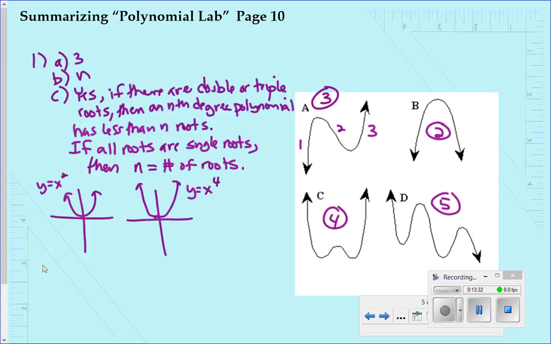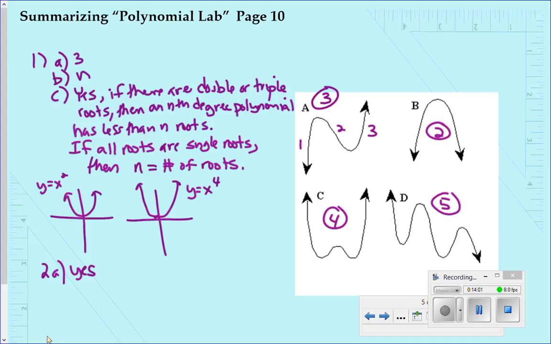This is question 2A. Could it have degree 4? Yes, it could, because it looks like a parabola. I don't know if that is degree 2 or if that's degree 4 or 6 or 8. I don't know that by looking. But I do know that the minimum degree would be 2. It could be higher than that. It's not going to be smaller than that, but it could be 2, and yes, it also could be 4. So yes, it could.